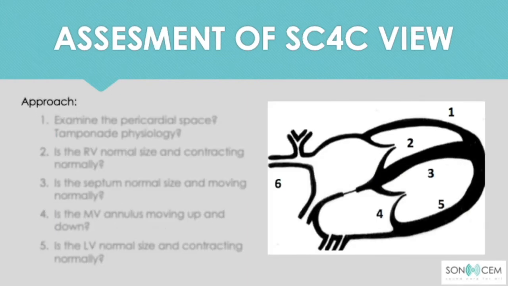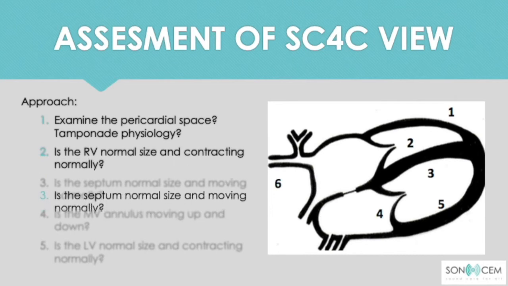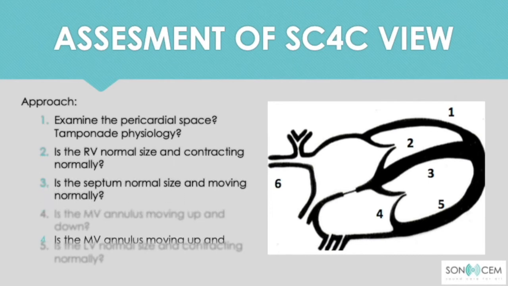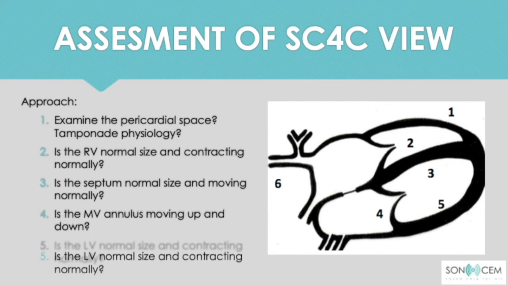And lastly, assessment of subcostal four-chamber view. Examine the pericardial space. Is it in tamponade? And is the RV normal size and contracting normally? Is the septum normal size and moving normally? Is the MV annulus moving up and down? Is the LV normal size and contracting normally? The assessment will be the same. If you go structure by structure, by systematic approach, you won't miss anything.